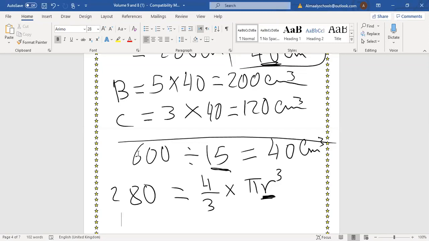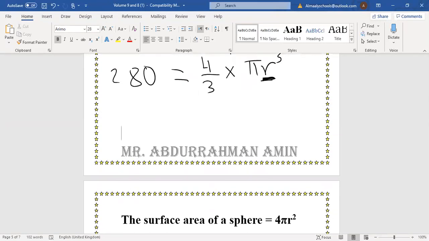It will be the volume divided by 4 over 3. This will then be the first step: (4/3) pi r cube equals 280, so r cube equals 280 divided by 4 over 3. Then we will divide the result by what? Yes, by pi. Then we will find the cube root.